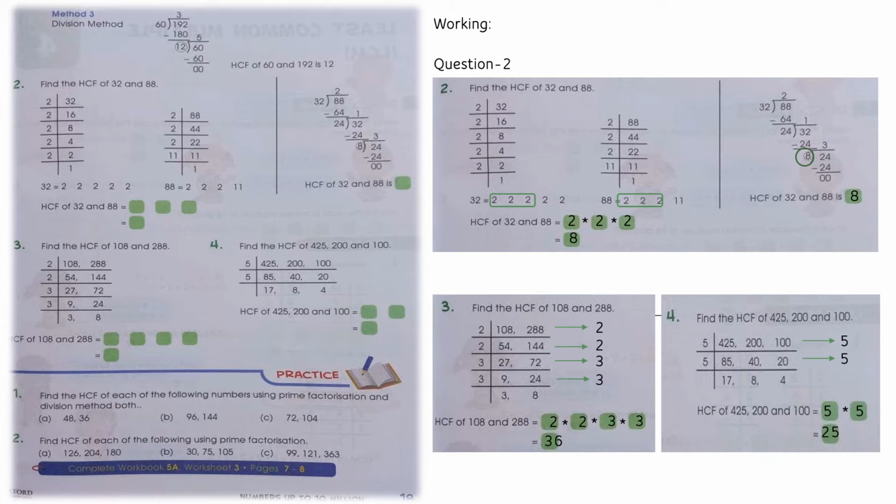Now, our highest common factor is the last number with which we get the remainder 0. And that is 8. So, 8 is our highest common factor with both the methods.